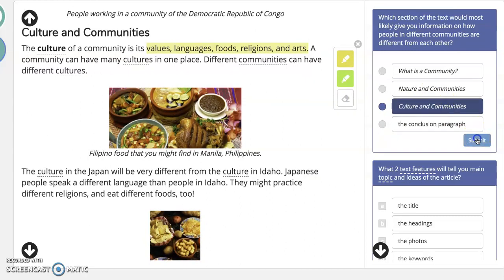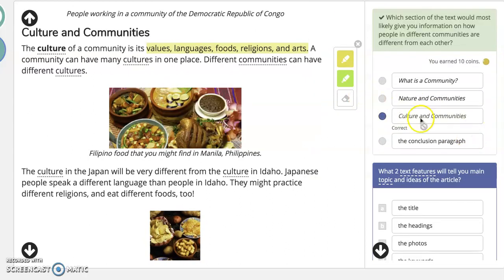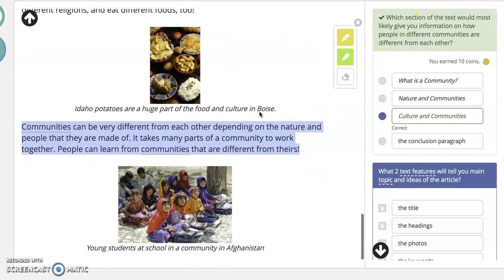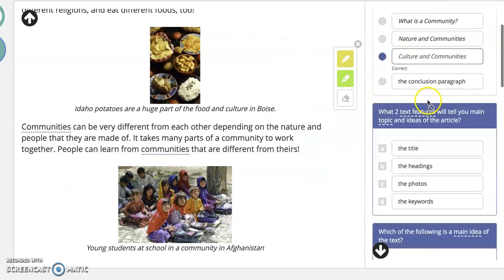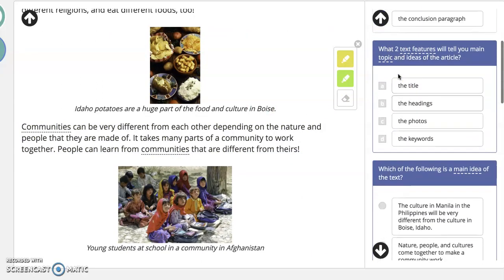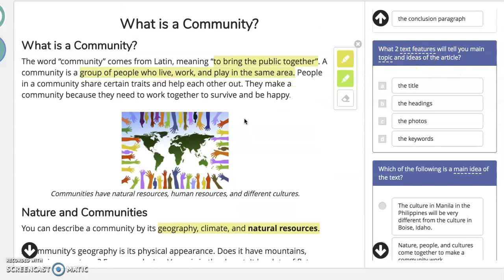Yeah, if you have different cultures, then you are different from each other, right? That was a tricky one, but that was really good. All right, let's look at the next one here. What two text features will tell you the main topic and ideas of the article? So which of these text features: the title, the headings, the photo, or the keywords?